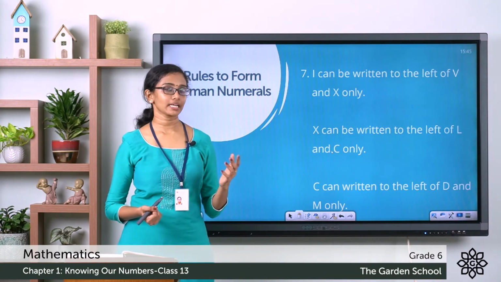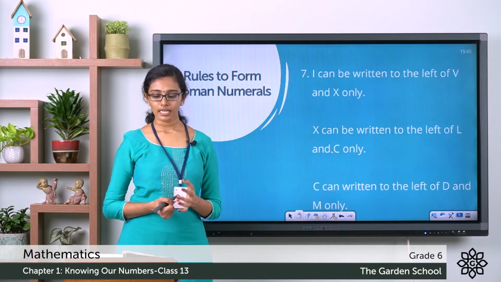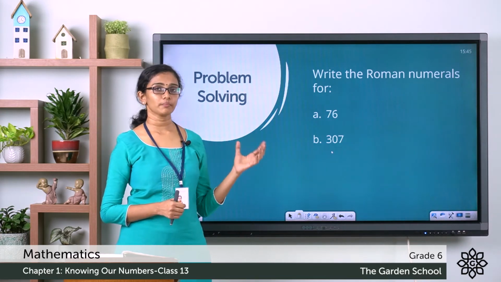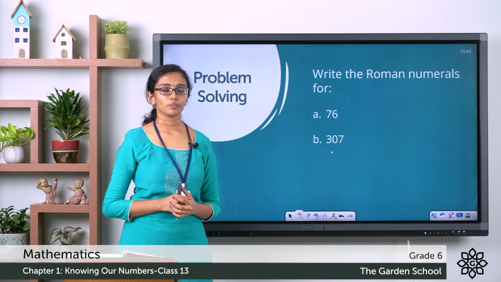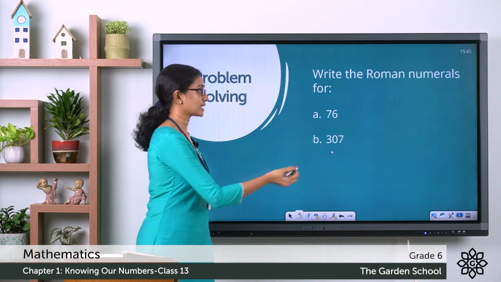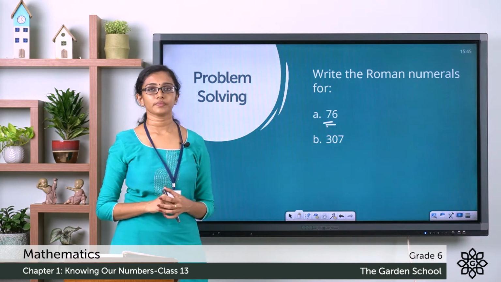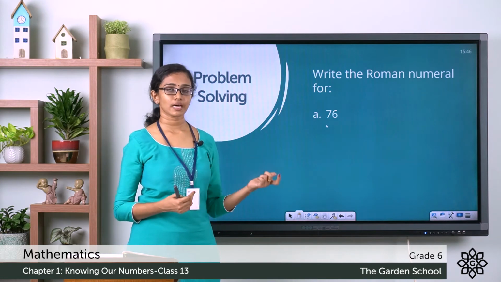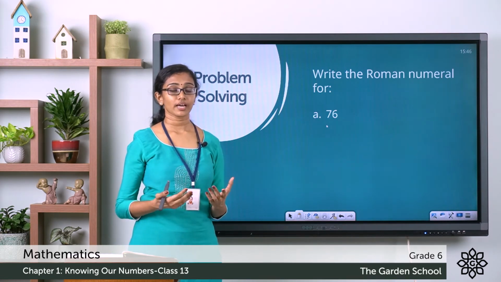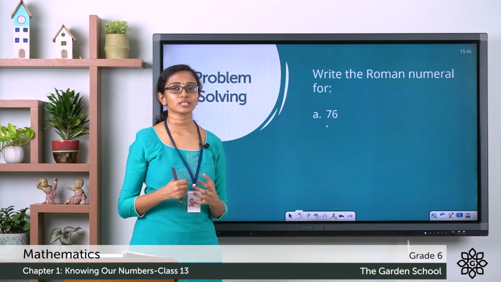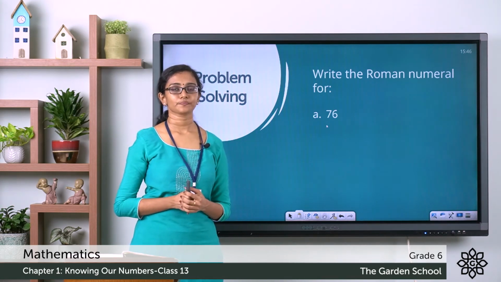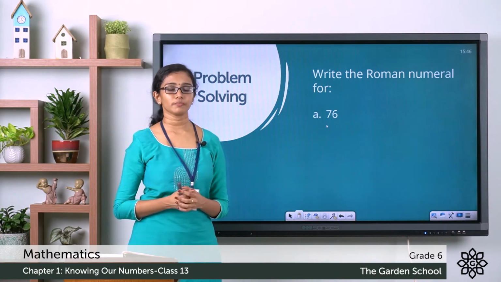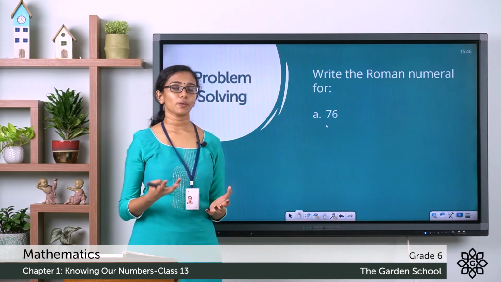So, children, I hope you are clear with the rules to form Roman numerals. Now, let's do a question. Write the Roman numerals form. We have two numbers given here. These are Hindu-Arabic numerals. You have to find out how you can represent these numbers in Roman numerals. Let's see how. Let's see the first number, 76. See, to represent this number in Roman numerals, we should have a clear understanding of the value of each of the symbols used in the Roman numeral system. So, do you have a symbol for 76? No. So, it should be a combination of symbols. So, how do we find out which is the right combination of symbols?